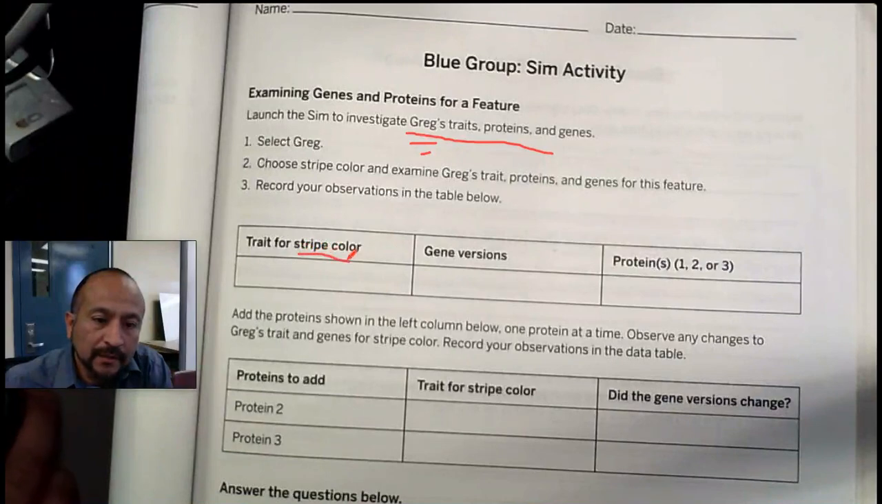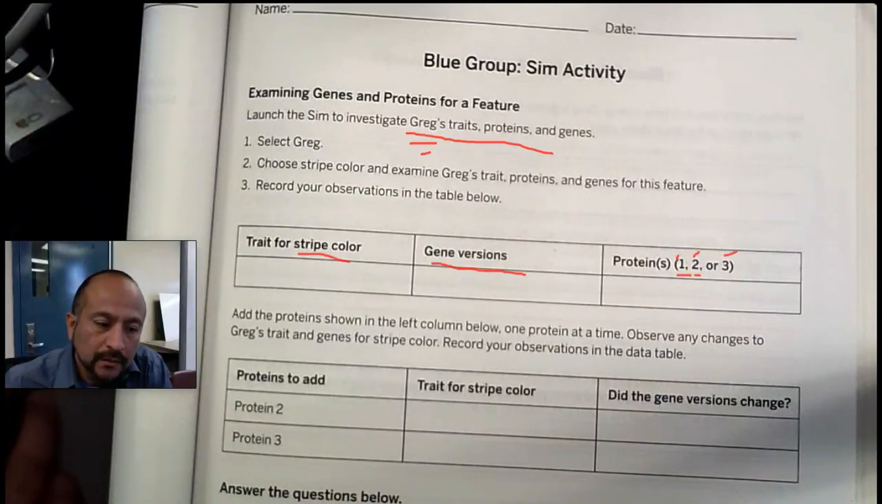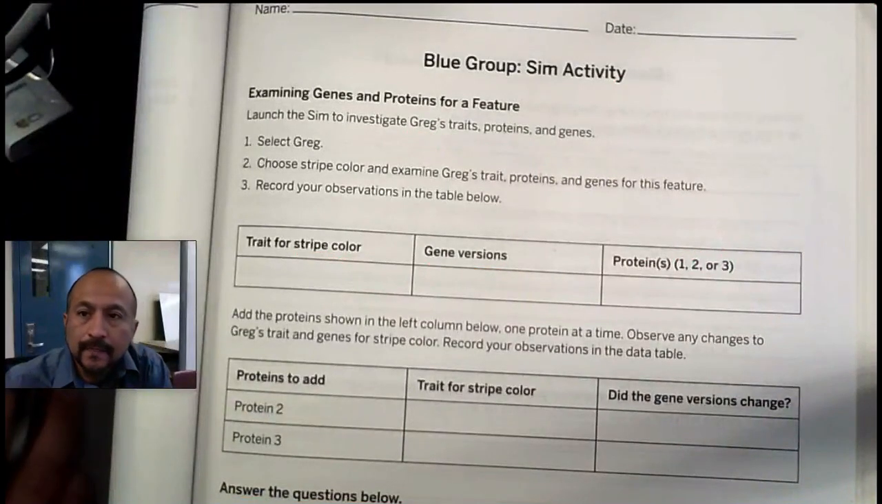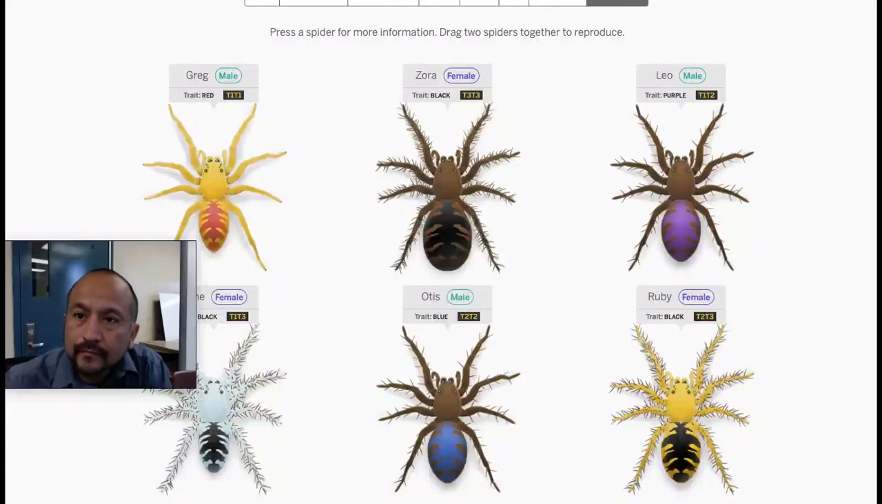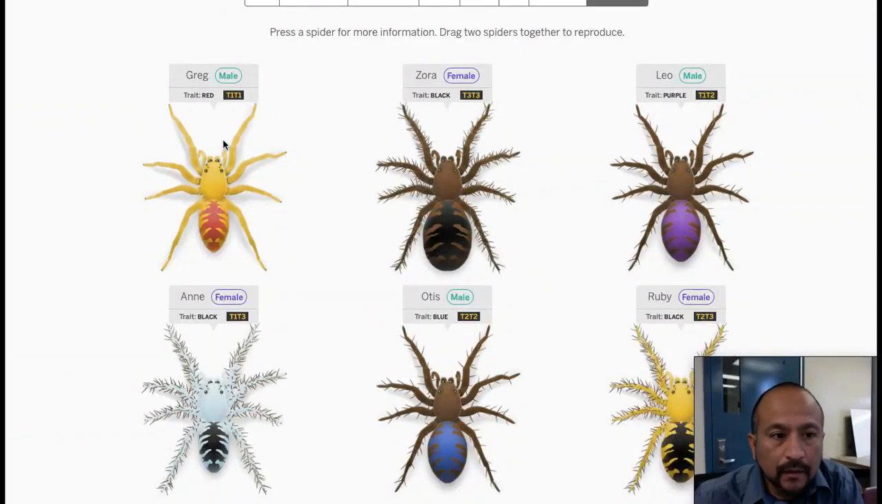what color his stripes are, what gene versions he has, and looking at whether he has protein molecule version 1, 2, or 3. So let's get to it, folks. And you should already be here. So we're focusing on Greg only. We're looking at his traits as well as his gene version codes.